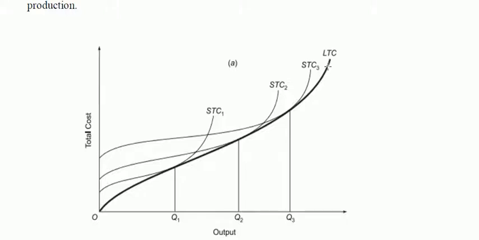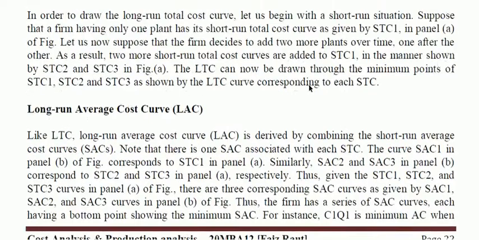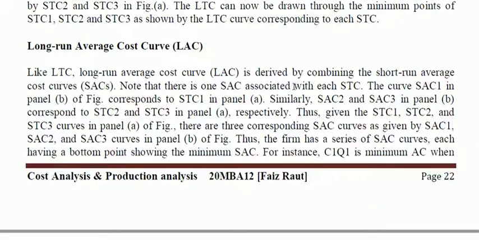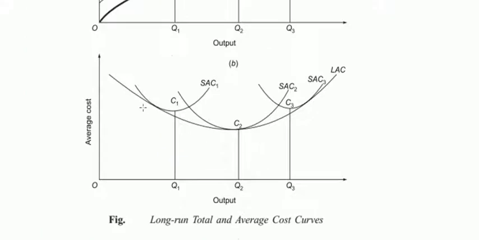As you have studied about the average cost also, average total cost, like LTC, the long run average cost, LAC, is derived by combining the short run average cost curves. Same concept, I'll just show it in the graph. There is a short run average cost, just like a saucer, then short run average cost 2, then short run average cost 3. So my long run curve will start from the minimum point of SAC1 and go to the maximum point of SAC3. So this is how we get the LAC curve.